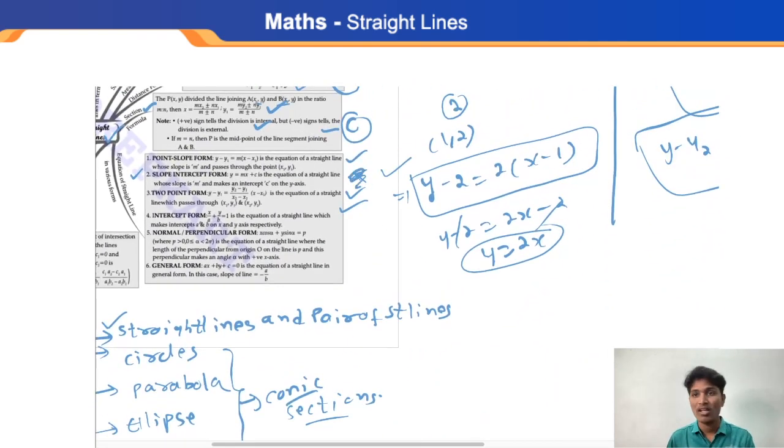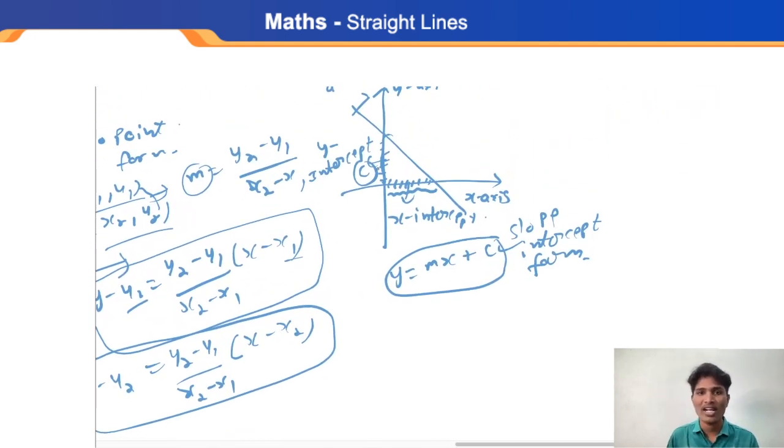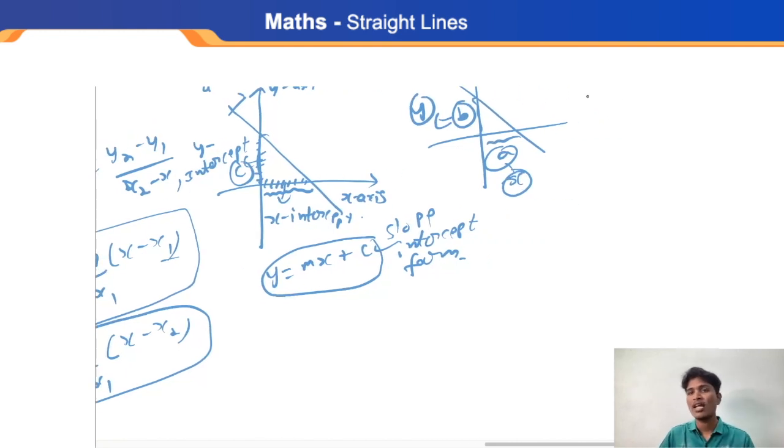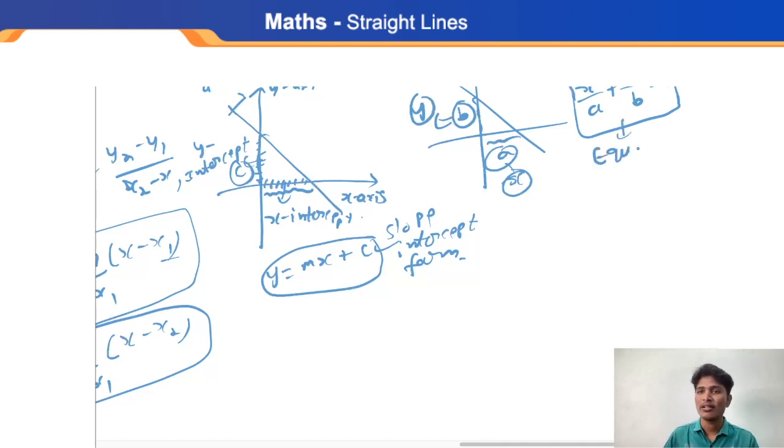Now intercept form. Here I discussed only one intercept. Suppose there are two intercepts. That is, the y-intercept is b and the x-intercept is a. This is the x-intercept and this is the y-intercept. Yes. Now how does the equation change? The equation is x by x-intercept plus y by y-intercept is equal to 1. That is, x by a plus y by b is equal to 1 is the answer. This is the equation for a straight line.